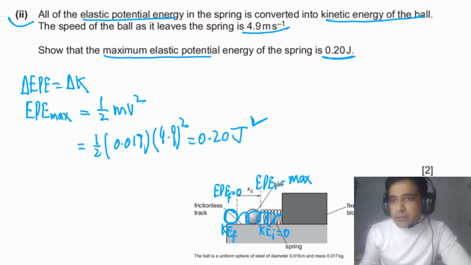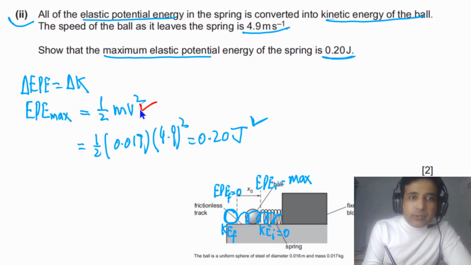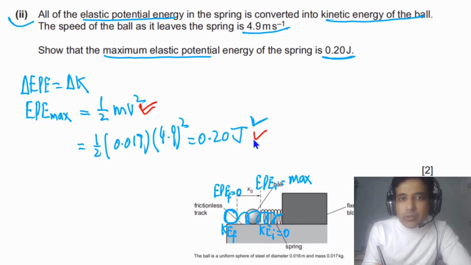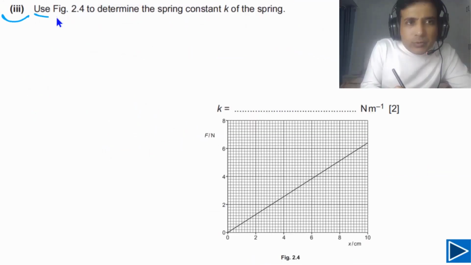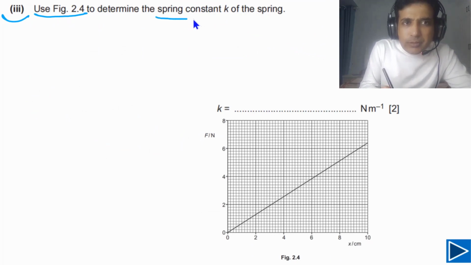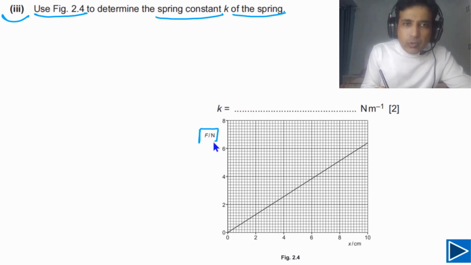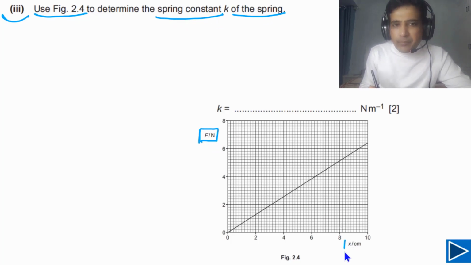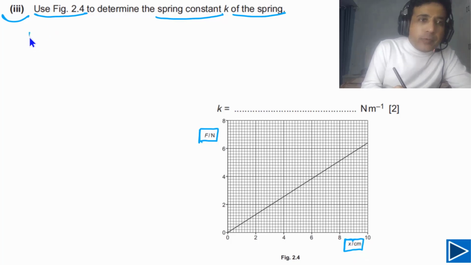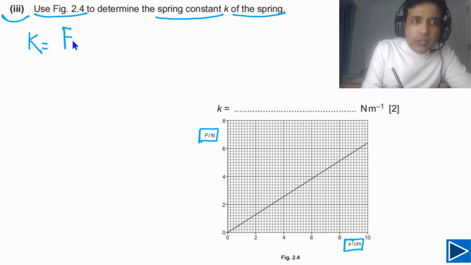You will get the first mark if you have written this formula, and the second mark if you have got the right answer. For third part, we need to use figure 2.4 to determine the spring constant K of the spring. But we have force on y-axis and we have compression, meaning x, on x-axis. We need to find out the value of K. So simply K in this case will be equal to force divided by extension.